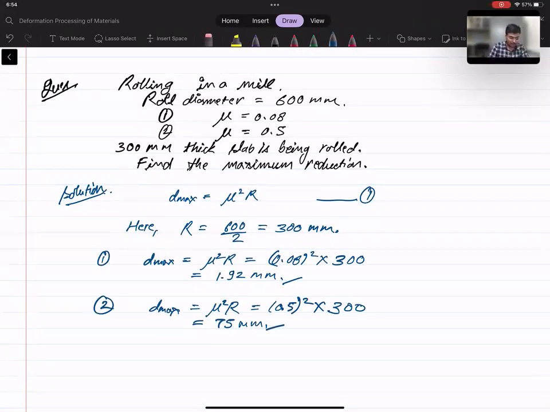So this was a numerical, and here we can see that if we increase the coefficient of friction between the rolls and workpiece, the maximum reduction which is possible also increases, meaning we can reduce the slab to a lower thickness.